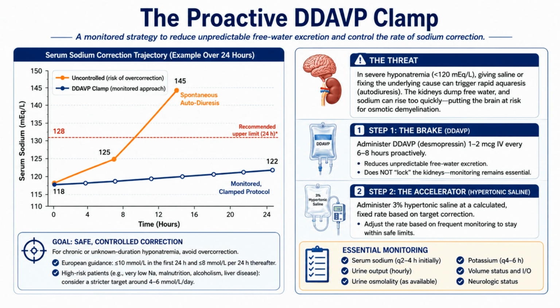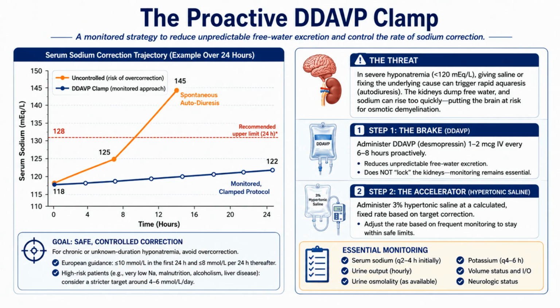The AVP clamp is a monitored strategy for severe hyponatremia when unpredictable free water excretion could cause overcorrection. AVP is desmopressin, a vasopressin analog. Remember, vasopressin is also called ADH, or antidiuretic hormone. The threat is sudden aquaresis. For example, after restoring volume in hypovolemic hyponatremia or stopping a thiazide, the kidney may abruptly excrete free water and sodium can rise too fast.